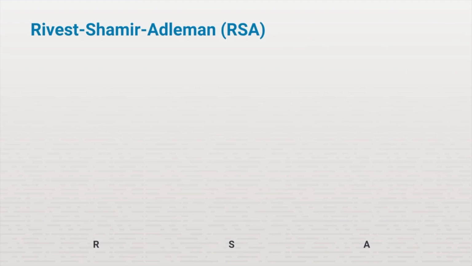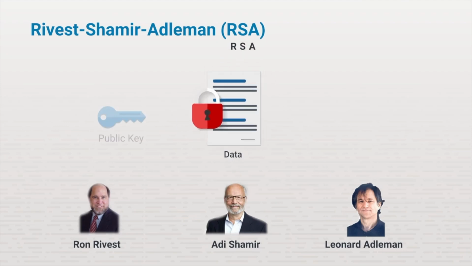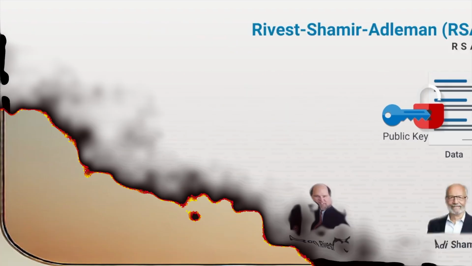In 1977, Ron Rivest, Adi Shamir, and Leonard Adelman released one of the first public key cryptosystems, which is known by the initial letters of the developers' surnames, RSA. RSA defined the process of using a public key to encrypt data and a secret key to decrypt it. RSA is still one of the most widely used algorithms for securing data transmissions and creating digital signatures.